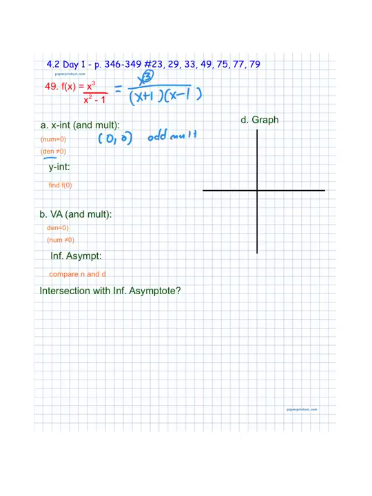Y-intercept, we're going to find f of 0. f of 0 in this case is 0 over negative 1, which is 0. So we have a y-intercept at (0, 0).